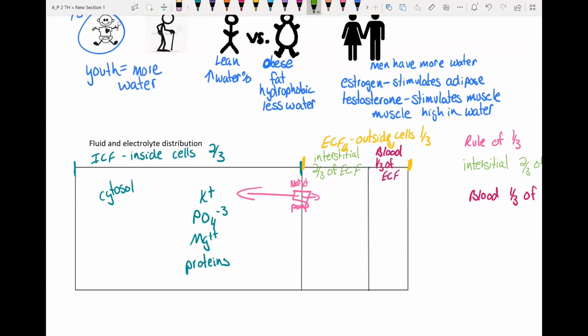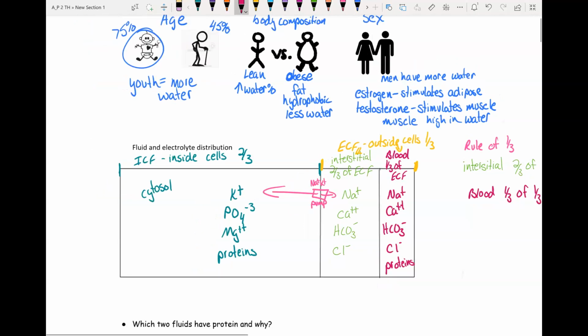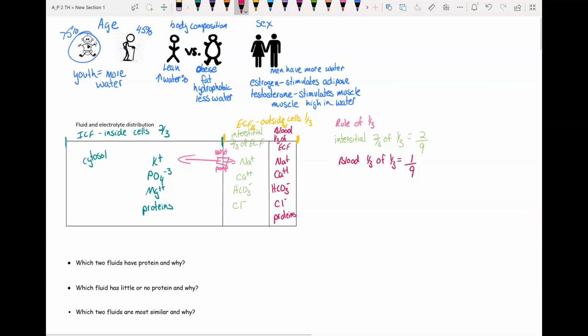So here in your extracellular fluid, you have sodium. You also have calcium, bicarbonate, and chloride. Those are the main components of extracellular fluid. Blood has sodium, calcium, bicarbonate, chloride, and proteins.